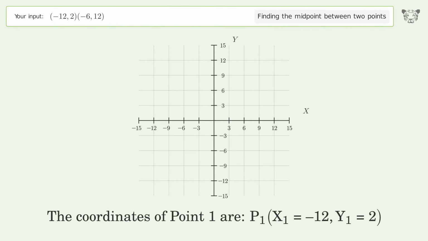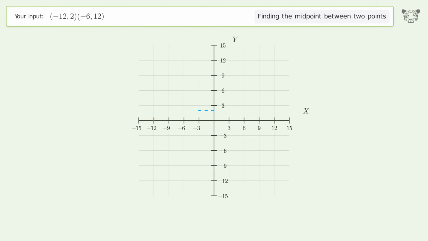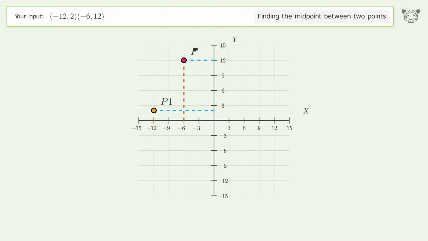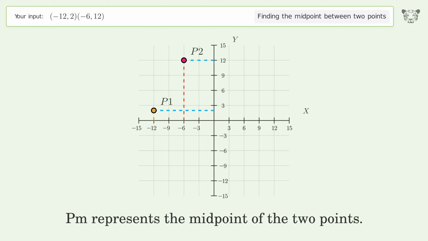The coordinates of point 1 are, x1 equals -12, y1 equals 2. The coordinates of point 2 are, x2 equals -6, y2 equals 12. PM represents the midpoint of the 2 points.